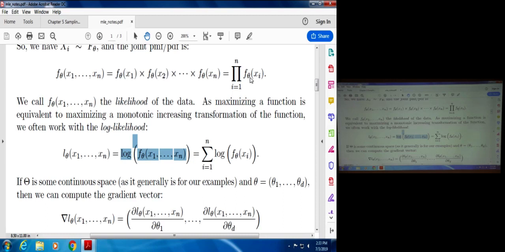Now if I take the logarithm of this and apply my formula once, I get the logarithm of f theta of x1 plus the log of the product, i from 2 to n, of f theta of xi. If I do that further n minus 1 times, I get that the log likelihood for my random sample of data is just the sum, i from 1 to n, of the logarithm of the density function for one data point evaluated at theta.